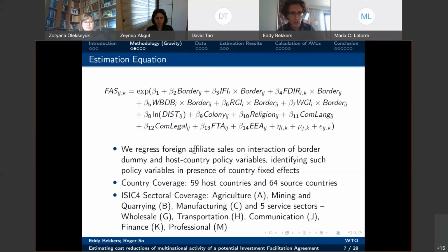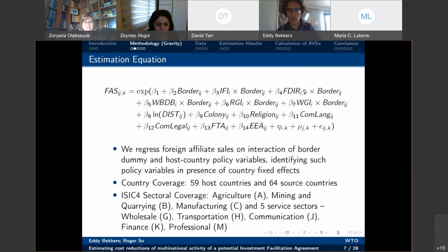And so what we do is we include not only foreign affiliate sales, but also sales by domestic firms. In that way, we can borrow from the gravity literature in trade, where people have started to include both international sales and domestic sales, intra-national sales. What this buys us is that we're able to both include country-level fixed effects and at the same time identify the effect of a country-level variable.